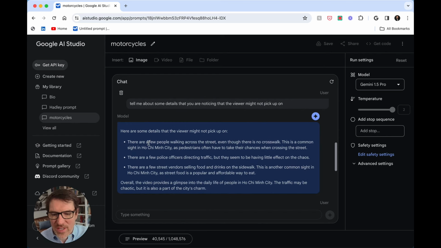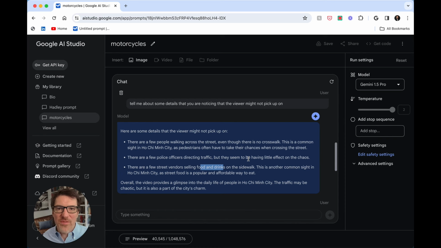This is interesting, a few people walking across the street, even though there's no crosswalk, and a few police officers directing traffic with very little impact on it. By the way, this is the second time I ran through this video. The first time it also picked up on the fact that a lot of people are crossing the road without looking both ways. Now, why is that interesting?